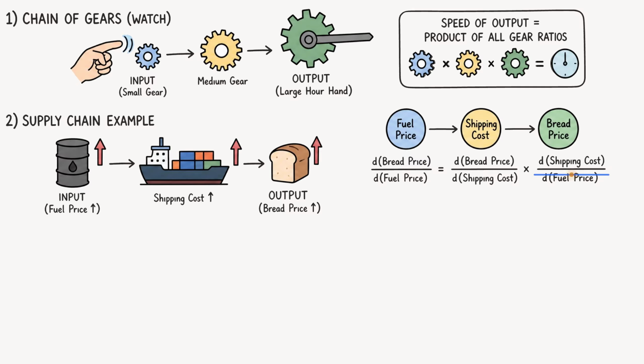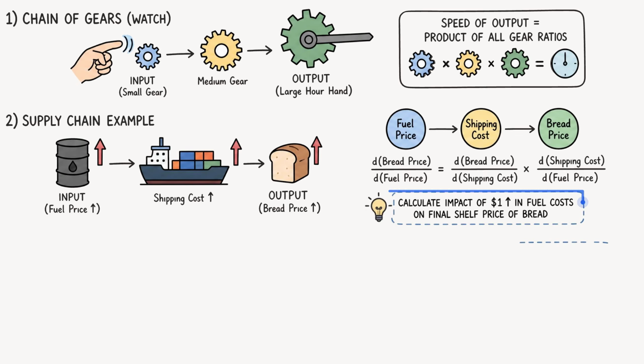This mathematical chain allows a company to track the flow of costs through the system and calculate exactly how a $1 increase in fuel costs will ultimately impact the final shelf price for consumers.